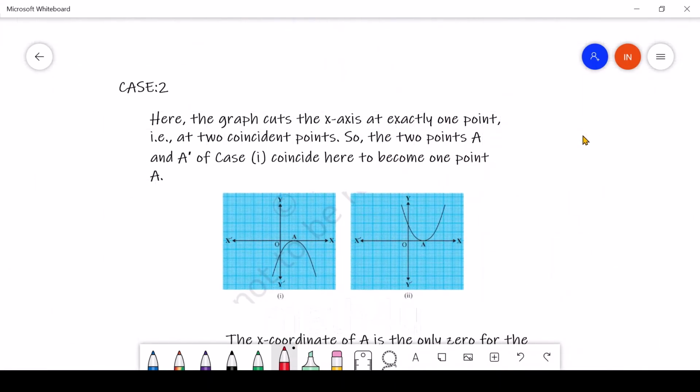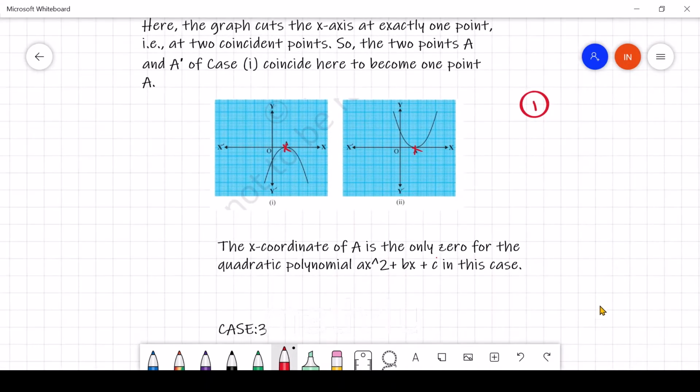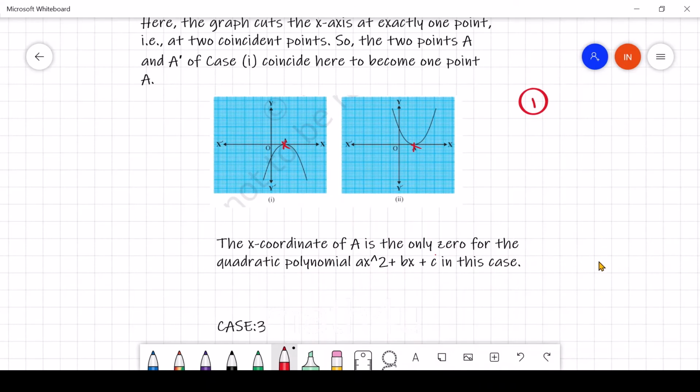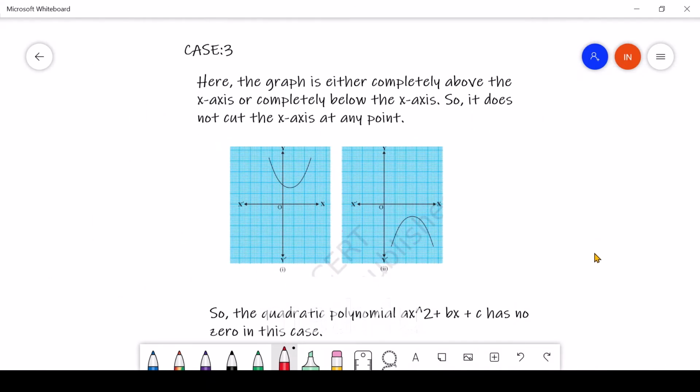Here in the second case, look at the figure. You can see that here it is meeting at only one point, right? So here also the polynomial has only 1 zero, okay? Now let's see the third case. These 3 cases are for the quadratic polynomial.